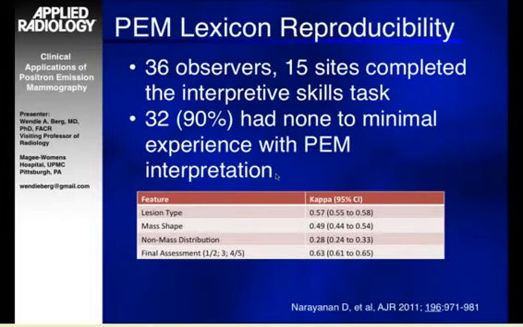We also showed, importantly, that it was reproducible, that the interpretation of PEM was consistent. And this, again, is important for any new technology. And again, in the interpretive skills task, we showed that the overall agreement on final assessment was quite high at 0.63 for kappa.